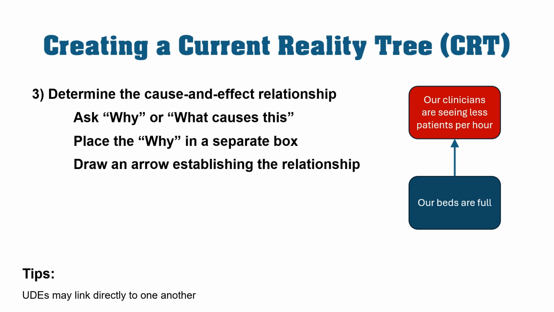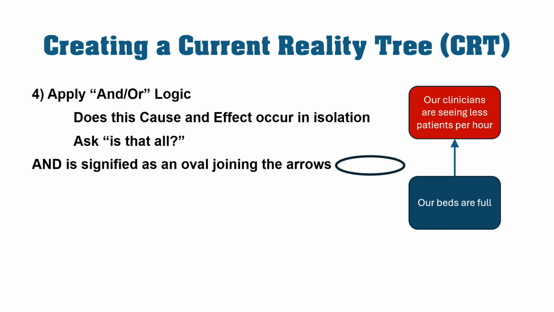And after you have this cause and effect relationship, you want to apply any and or logic. So does this cause and effect occur in isolation, or is there something else that goes along with it that causes your UDE? So you want to ask, is that all? Is this the only scenario? And when you use the and logic, it's signified by joining the arrows with this oval shape. So it would look something like this. The OR logic version of this would be just the arrows without the oval.